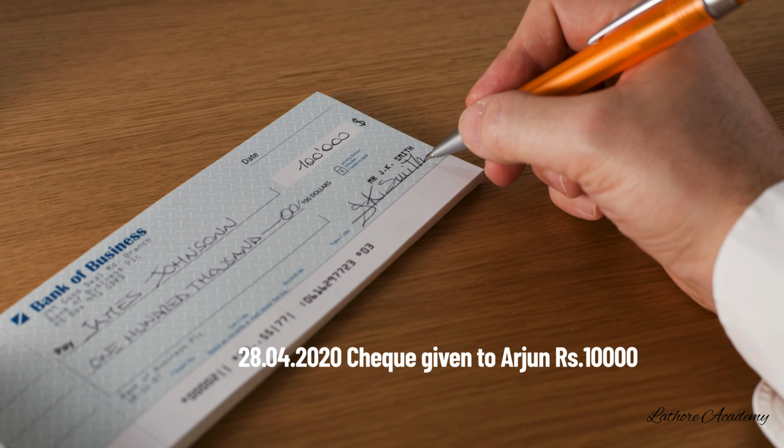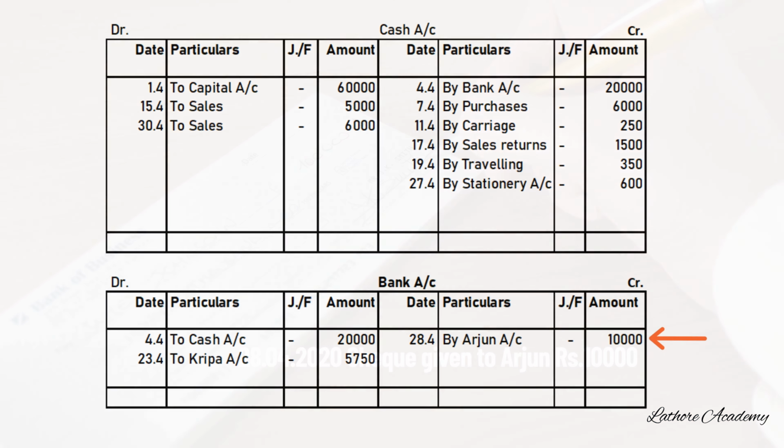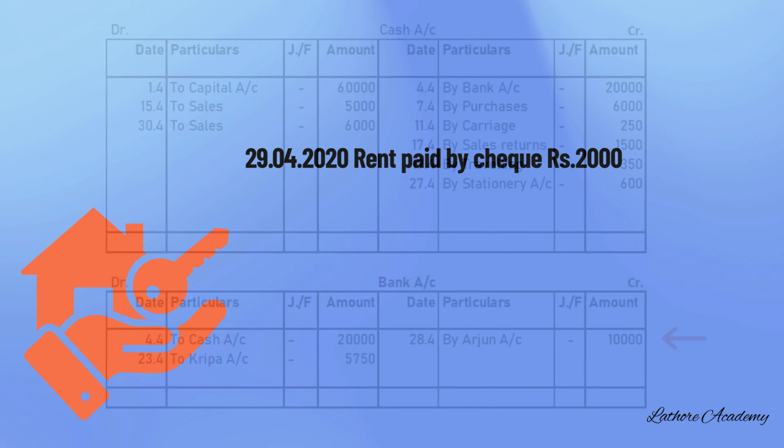Moving on to the next transaction, on 28th April 2020, check given to Arjun 10,000 rupees. Basically this check is issued to Arjun, where check payment has to be made on the credit side of the bank account as by Arjun account. So the journal entry for the transaction is Arjun account debited to bank account. So accordingly while posting we have to credit bank account by Arjun account 10,000 rupees.